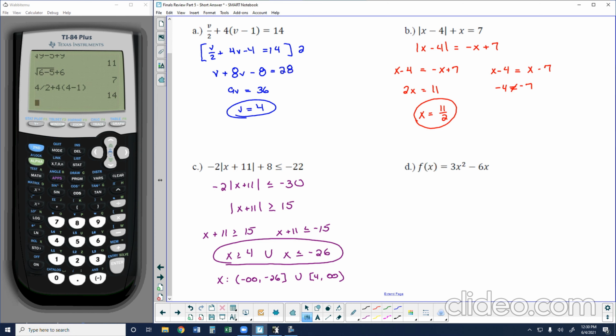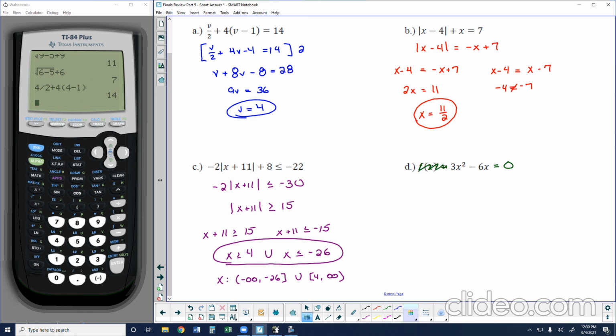So in this case, we see that considering both cases of removing the absolute value gives us two different portions of our solution. In D, we have a quadratic equation, 3x squared minus 6x. Let's assume that this is just meant to be equal to 0. We're finding the zeros here. That's a little bit of a typo, but let's just set this equal to 0 and solve.